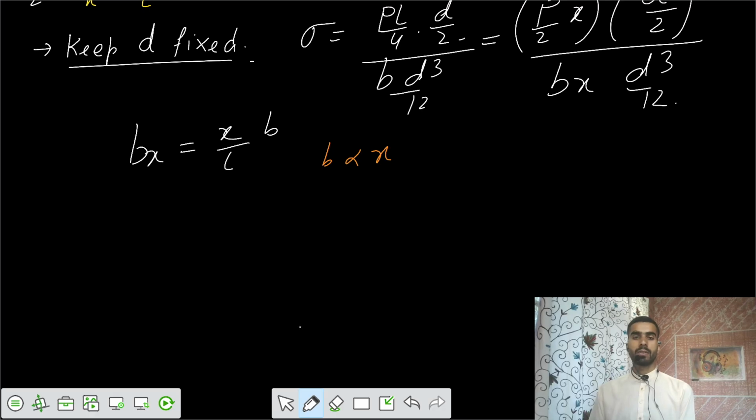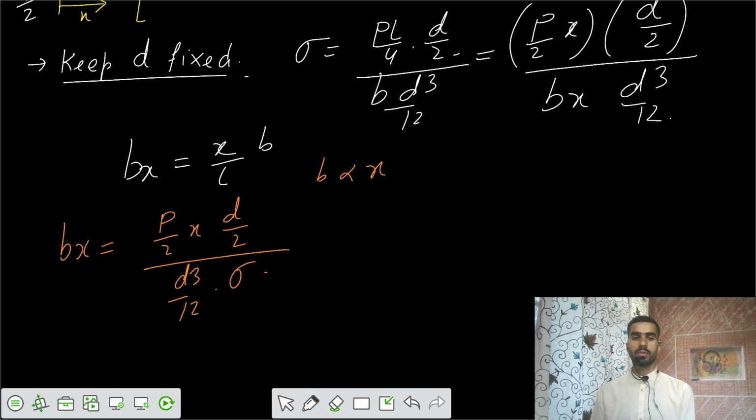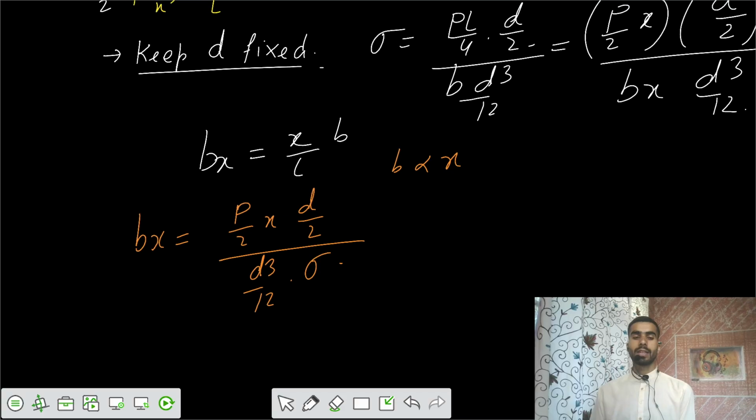If you want to equate it with the stresses, we can say b at any x equals P by 2 into x into d by 2, divided by d cubed by 12 into sigma. So we got this value, and you can solve it further. So we got the width at any x.